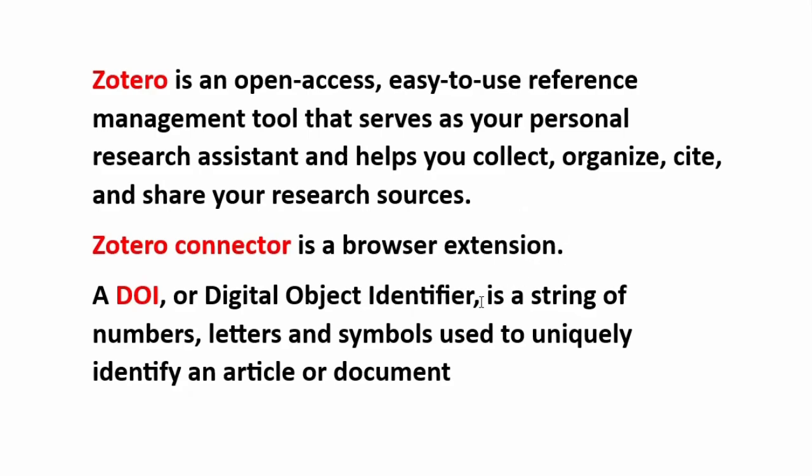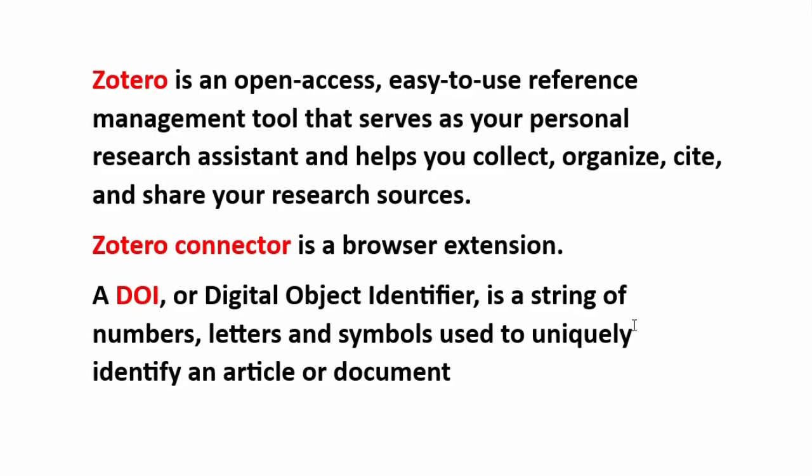Before we learn how to use Zotero, we need to know one more term, that is the DOI. DOI stands for Digital Object Identifier. It is basically a string of numbers, letters, and symbols which is used to uniquely identify an article or document. In simple words, a digital object identifier is very similar to the roll number of a student who is applying for a particular exam. When a student applies for an exam, the enrollment number, registration number, or roll number serves as the unique identity of that individual.